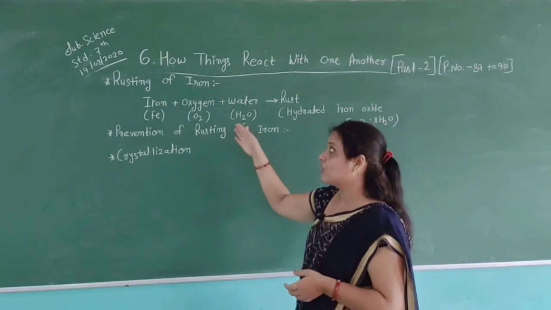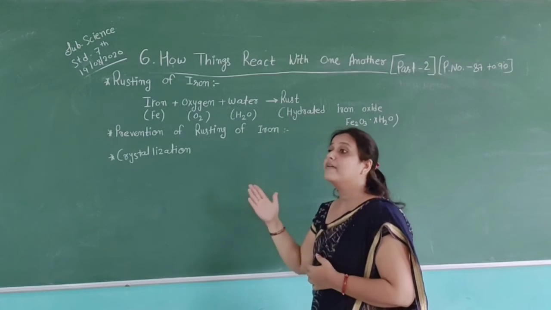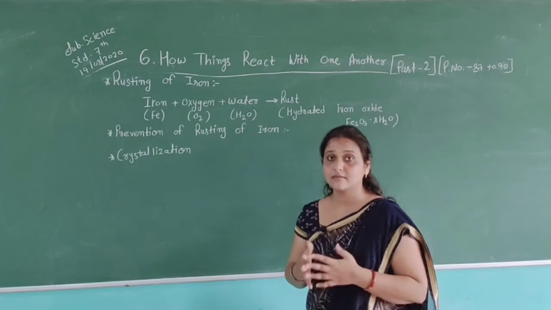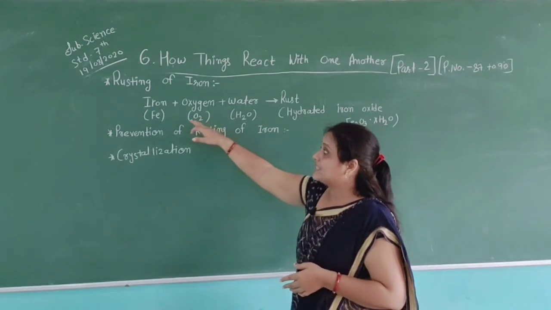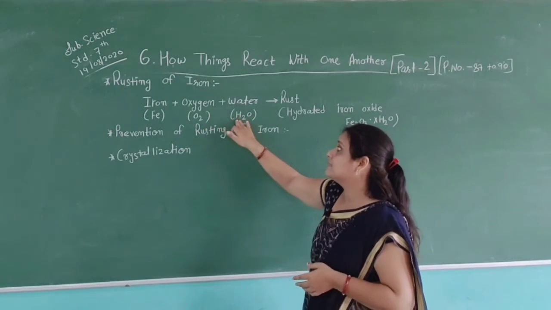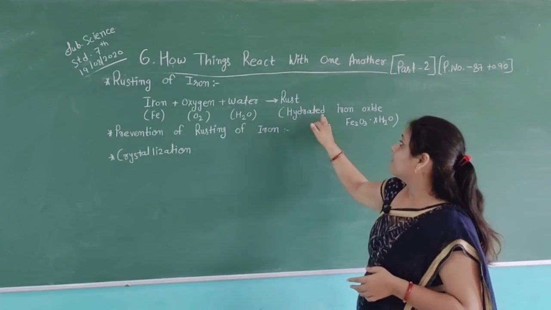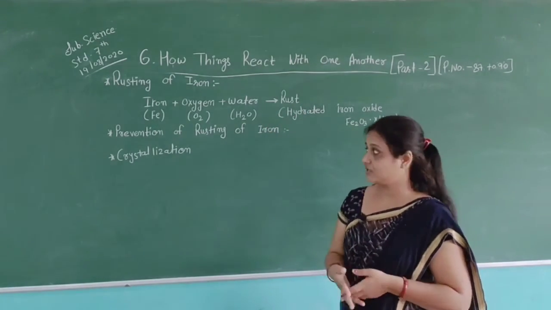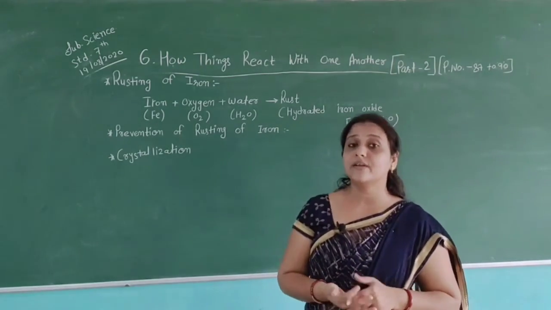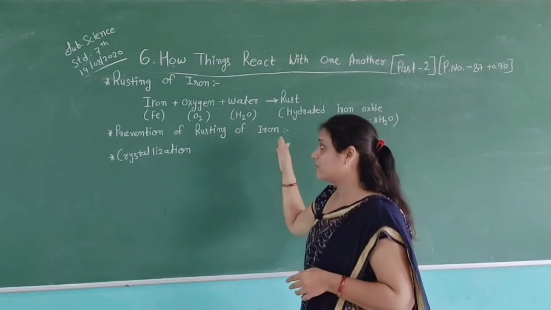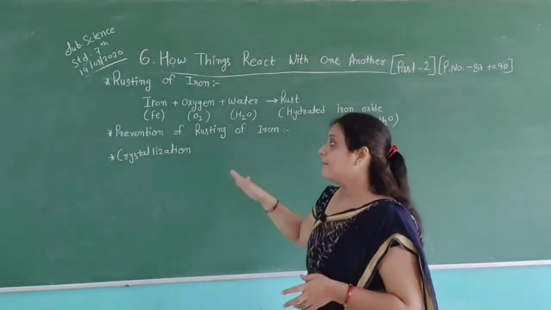Then rusting of iron, rusting of iron is one type of process. In this the iron will be covered by rust, then it will not be able to moisture. For example, iron plus oxygen plus water, then rust will be there. Then we have some ways, using which we can prevent the rusting of iron.